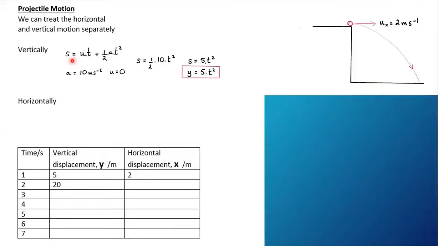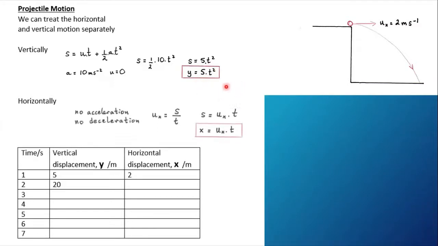Vertically, one of the equations of motion, s equals ut plus a half at squared. Let's just, for the ease of the maths, take a as being 10 meters per second squared. Vertically, the initial vertical velocity is 0. So s, the vertical displacement, equals a half times 10 times t squared. That simplifies to s equals 5t squared, or the y displacement equals 5t squared.